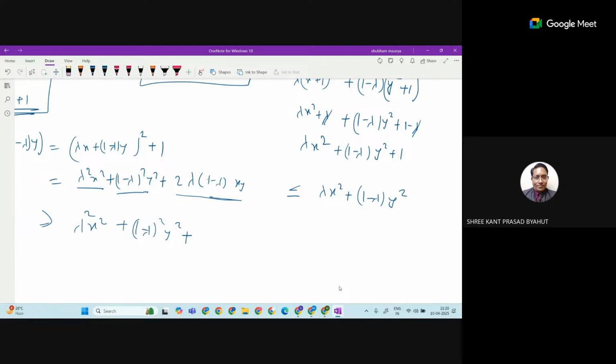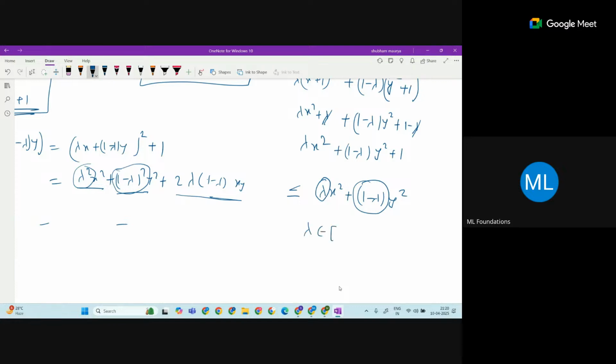These two. Let me explain why I'm doing this. It means this should happen. Now what is here? This is lambda square, and this is just lambda. And this is 1 minus lambda square, and this is just 1 minus lambda. We know lambda is between 0 and 1, and if you square it, it will always be lesser. This is the first thing that is happening.